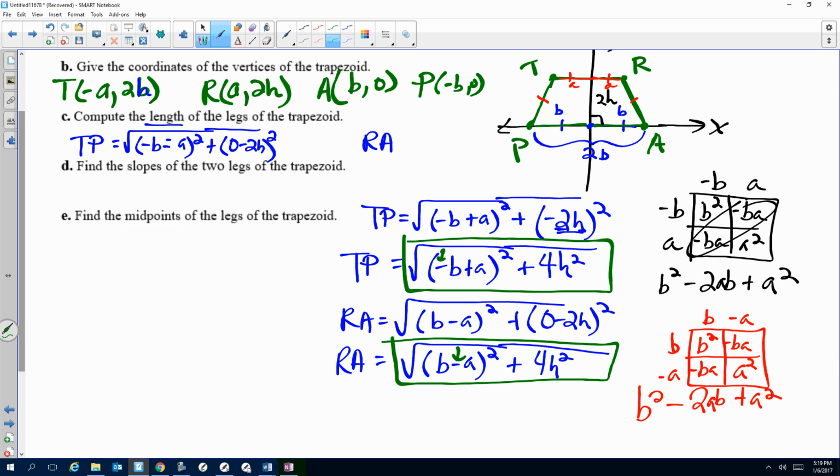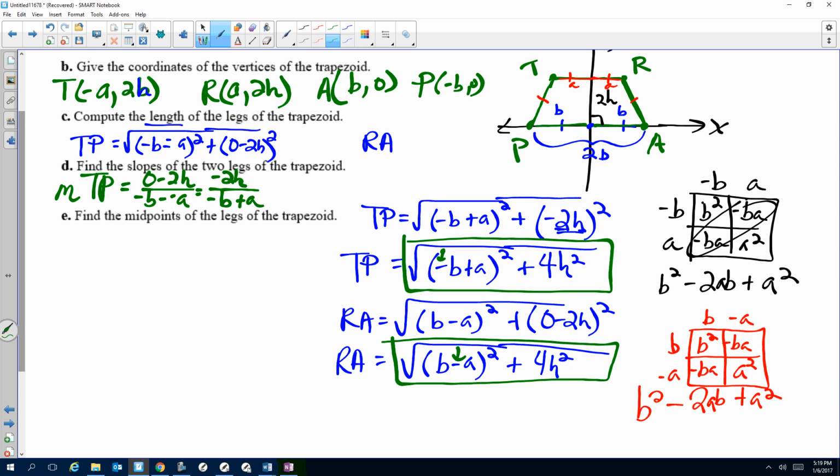So we're going to do the slope of TP. Look at the ratio. So change in y over change in x. So basically 0 minus 2h over negative b minus a negative a. We're going to simplify that. We get a negative 2h, and then we get negative b plus a. So there is our ratio.